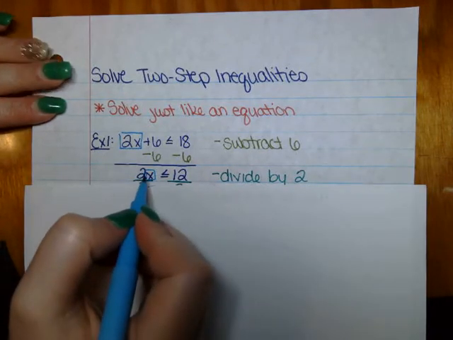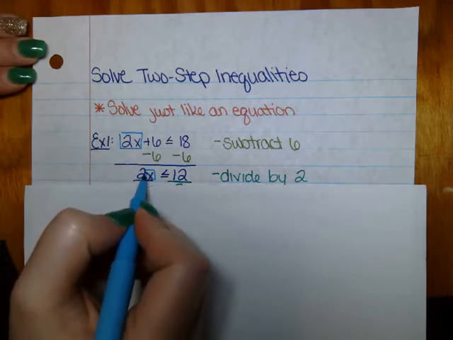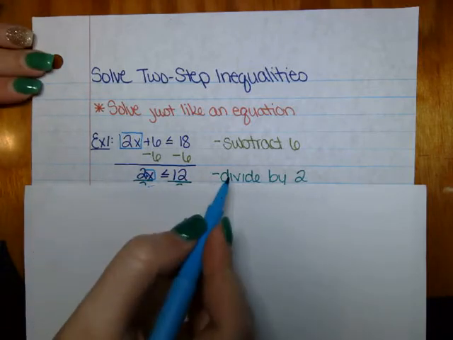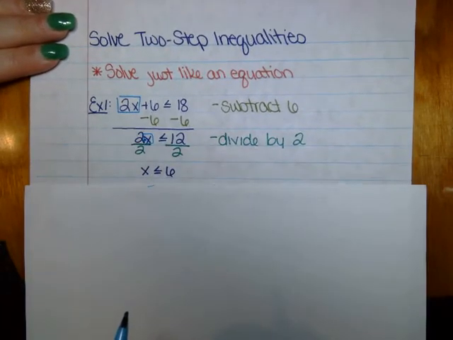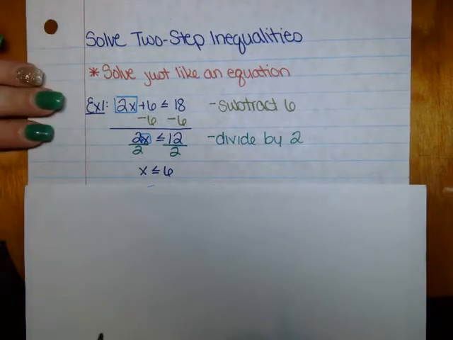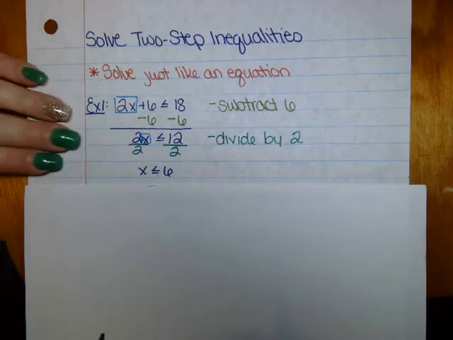So if I have a coefficient in a variable, that means to multiply. The opposite would then be to divide both sides by a positive 2. So when you simplify it, you get x is less than or equal to 6.